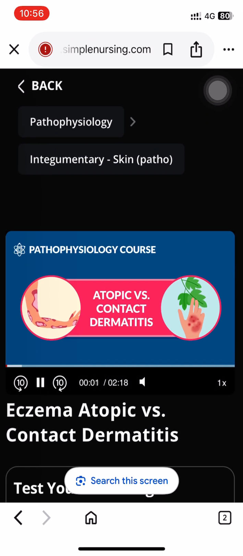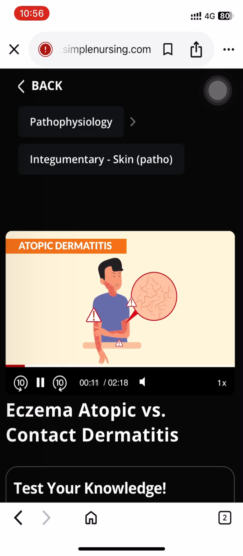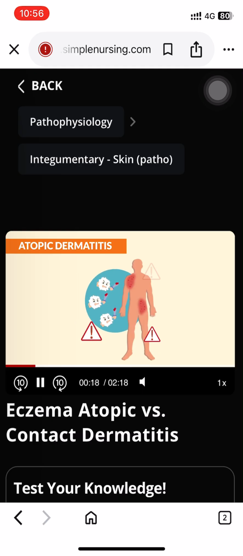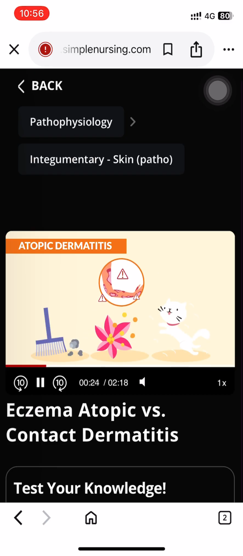Now for atopic dermatitis versus contact dermatitis. So starting with atopic, also called eczema. This is a condition wherein patches of the skin become inflamed, itchy, cracked, and rough. Sometimes they can also cause blisters. It is an autoimmune disease, meaning the body attacks itself, attacking the skin. And it tends to flare up periodically when exposed to allergens.